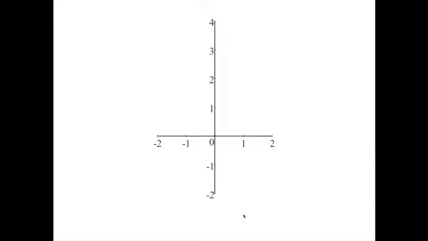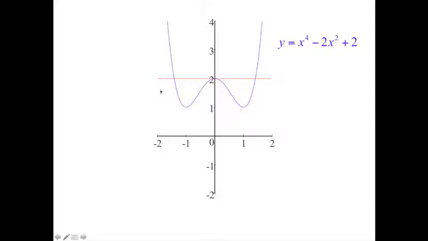So let's take a look at the function here. Here's our function. And here's that horizontal tangent y equals 2. And here's that horizontal tangent y equals 1. So if you notice, that horizontal tangent y equals 1 touches the curve at x equals negative 1 and x equals positive 1. So it's a single line that happens to have 2 points of tangency because of the shape of this curve, the symmetry of that curve.